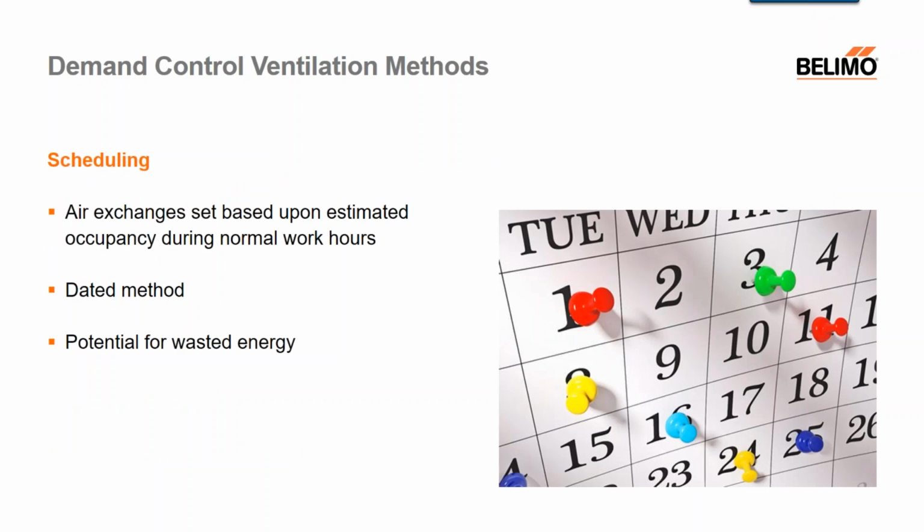Let us look at these methods in a little bit more detail, and we can also see the positives and negatives of each method. Scheduling. Air exchanges are set based on estimated occupancy during normal working hours. This is a fairly dated method in today's world, and this results in potential wasted energy, especially with low or zero occupancy levels. And in today's world, normal working hours have changed quite significantly.